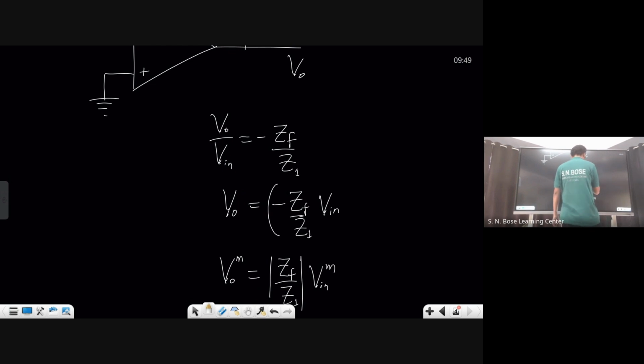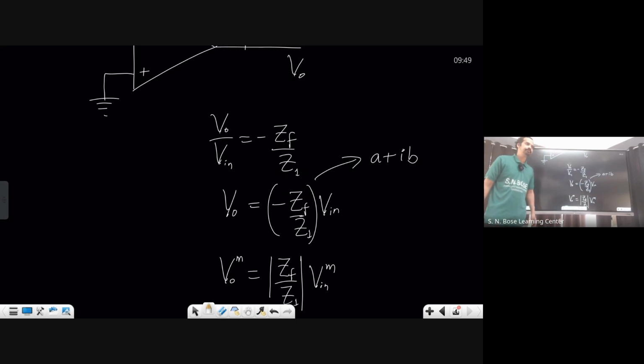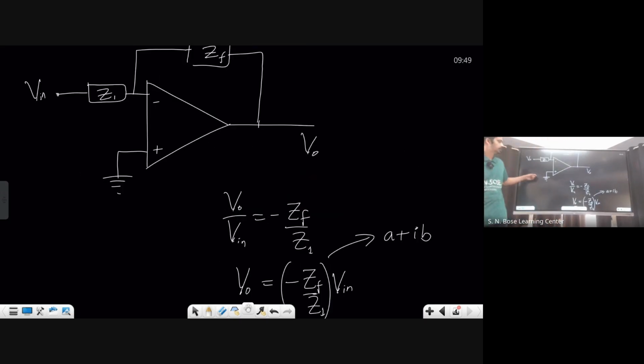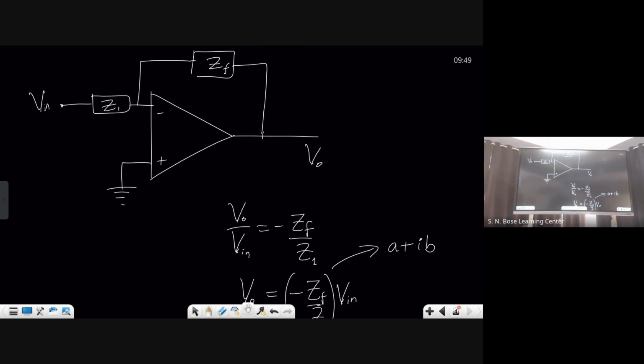Now you just have to write the Argand representation of this. Minus Z, you just write as a plus ib. You define tan phi. Assume V in along the real axis, and check where V naught is. Okay, fine, pure complex algebra. So you can do these things.